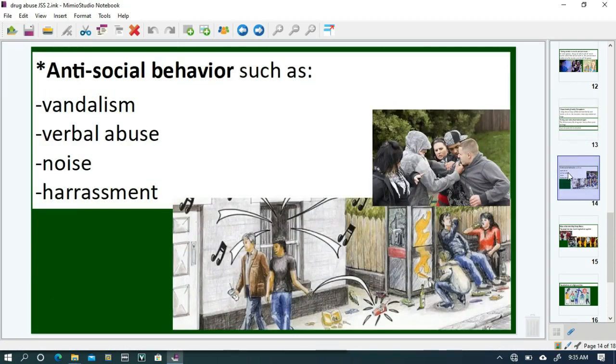Antisocial behavior. Antisocial behavior is simply referred to as behavior by a person which causes distress to persons not of the same household as the person. Such behavior includes vandalism, verbal abuse, noise, and harassment.